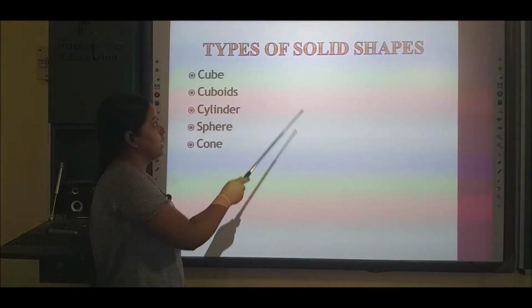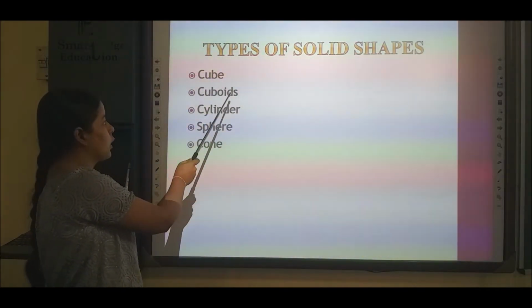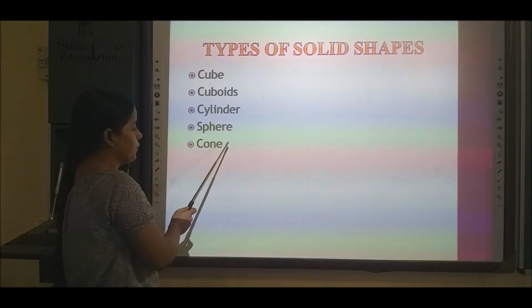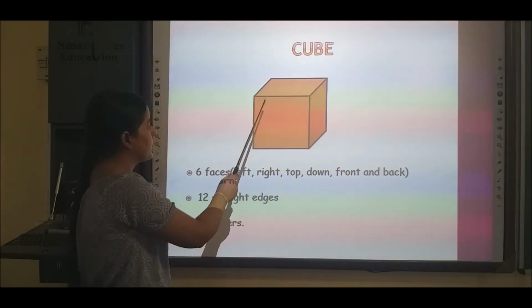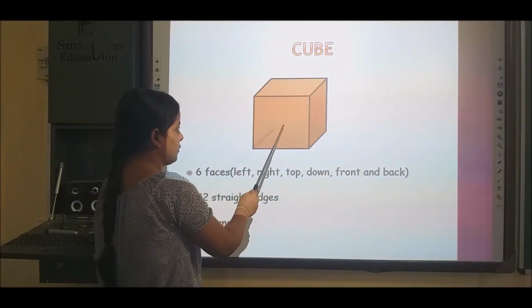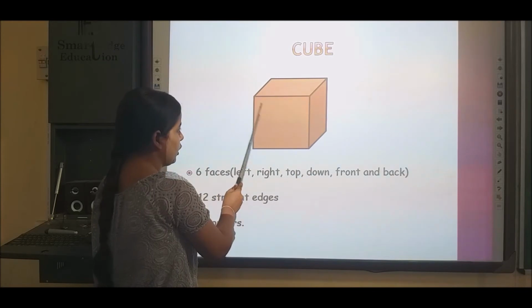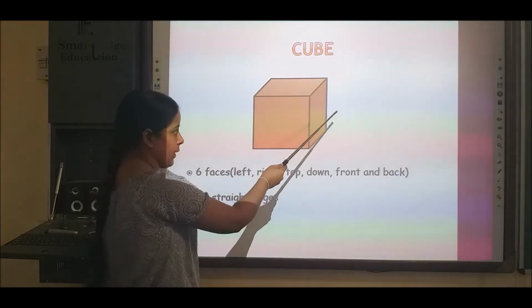Next topic is types of solid shapes. There are cube, cuboids, cylinder, sphere and cone. First we discuss cube. This is a cube. There are 6 faces: left, right, top, down, front and back.